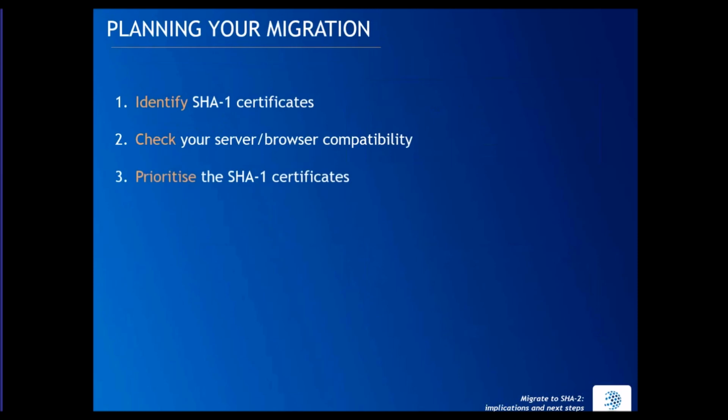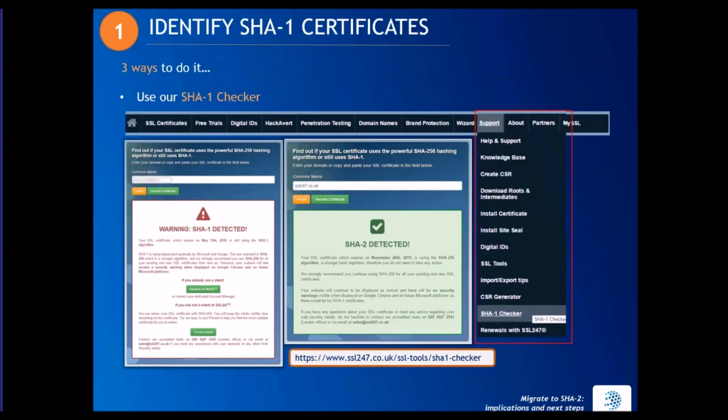Number 3 is to prioritize the SHA-1 certificates. Number 4 is how to switch to SHA-2 with SSL247. Number 5 will be installing your SHA-2 certificate. And lastly, to test your new certificate to see whether it's been installed correctly, to see whether it's in SHA-2 format. There are 3 ways of identifying your SHA-1 certificate, which we'll be going through now.